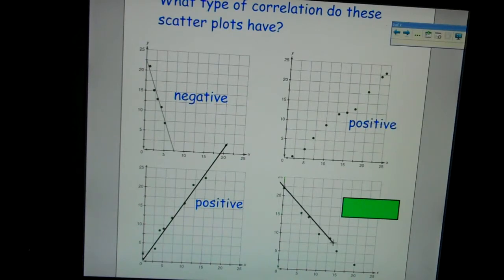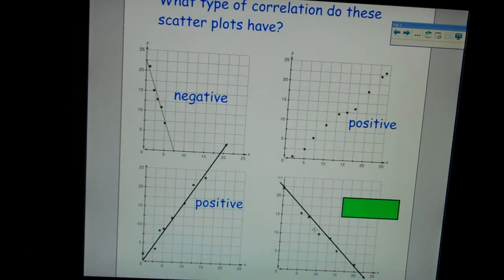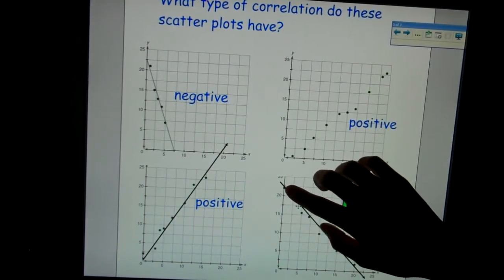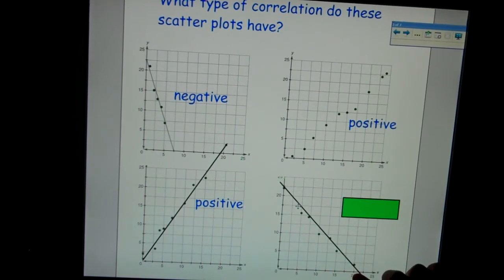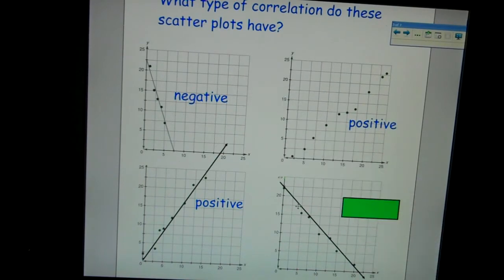Now look at this one. If I go this way from left to right, because that's how we read a book, as we go from left to right, what's happening to our data? Is it getting greater or smaller? It's getting smaller. Here I'm at 0 and my y-intercept is maybe at like 23. When I move over to 20, I'm down to 4, or actually maybe like 3, something even lower. So as I move from left to right on the graph, my correlation is decreasing. So this one has a negative correlation.